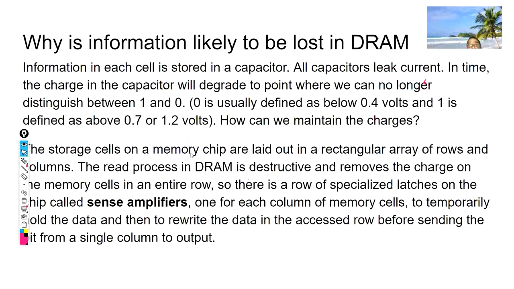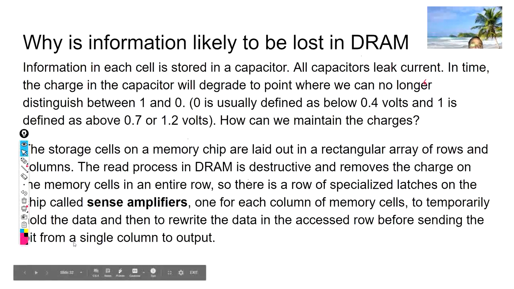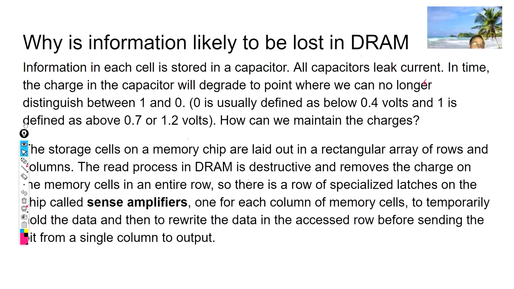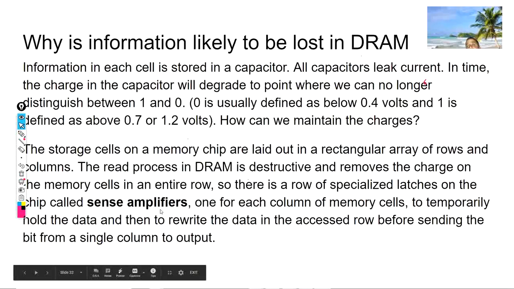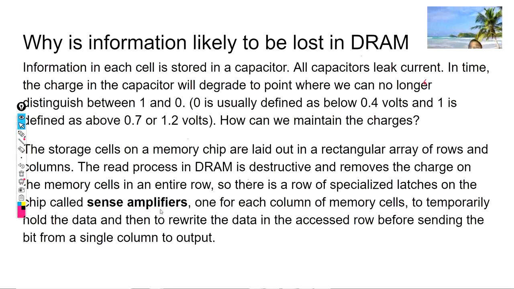The storage cells in a memory chip are laid out in rectangular arrays of rows and columns. The read process in a DRAM is destructive and removes the charge on the memory cell. This is what I said, in an entire row. So now, not just in the particular memory that I read, but in the whole row. So there is a row of specialized latches on the chip called sense amplifiers, one for each column of memory cells, to temporarily hold the data and then to rewrite the data to the accessed row before sending the bit from a single column to output. So basically, there's a sense amplifier which receives the data and then rewrites it back. It amplifies the electricity, rewrites it back into the DRAM and then sends the data onto where it should go.